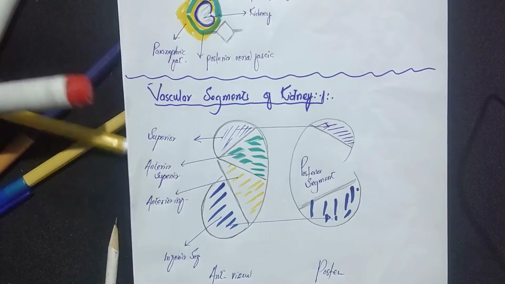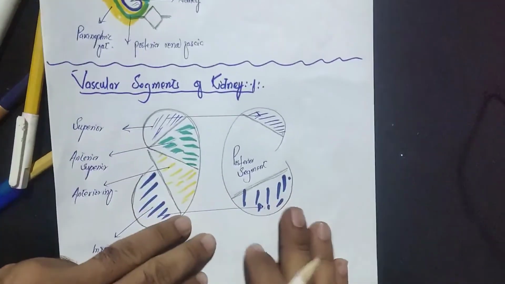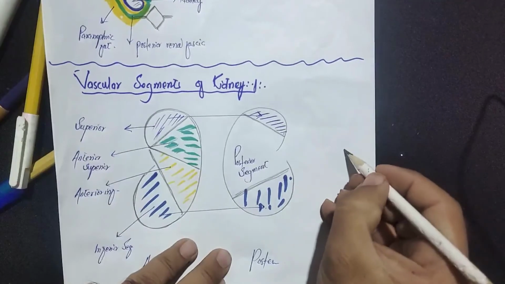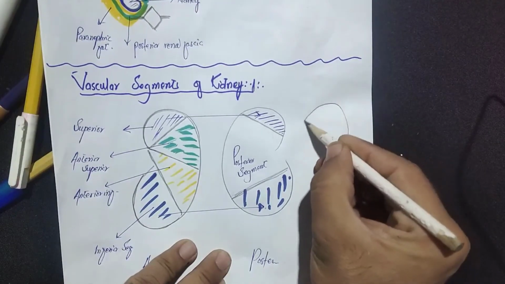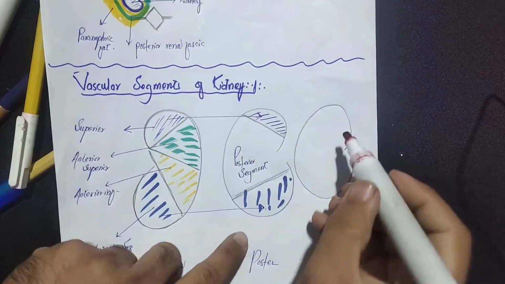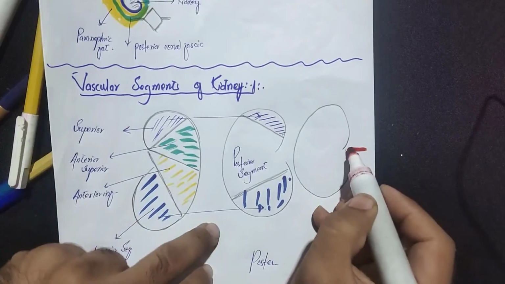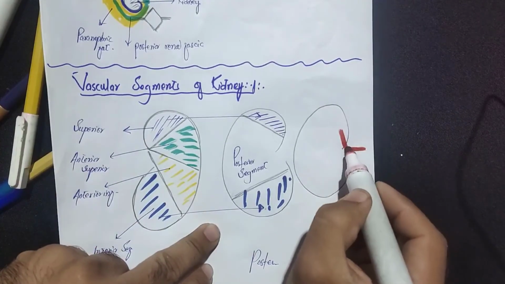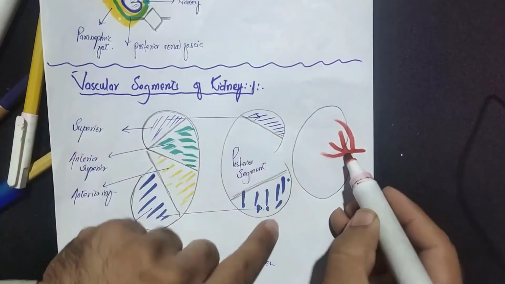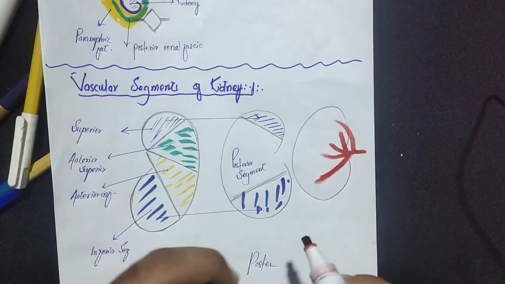So look carefully, my dear friends. If we look from the superior view into the kidney, your kidney will look like this. This is the renal artery, right? So the renal artery will give 4 branches to the anterior side. I will discuss them, and 1 branch to the posterior side. Right, 1 branch to the posterior side.